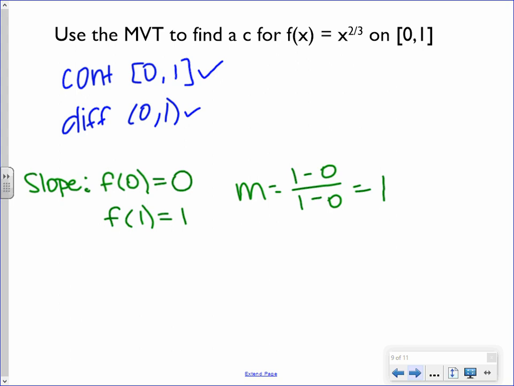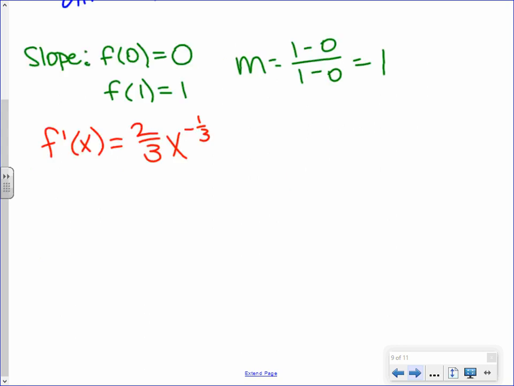Okay. Our derivative. Caroline, what would our derivative be? 2/3 x to the -1/3. Good. And for the mean value theorem, we are concerned about where the derivative equals the slope between the 2 points, which in this case is 1. So I'm going to write it as 2 over 3x to the 1/3. And we want that to equal the slope between a and b, which is 1.